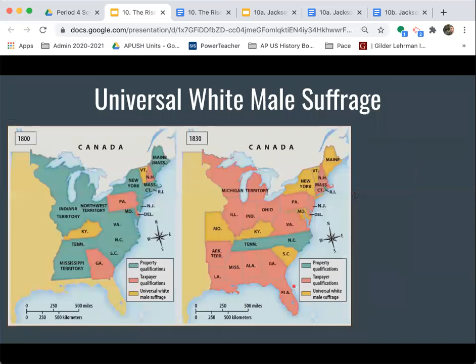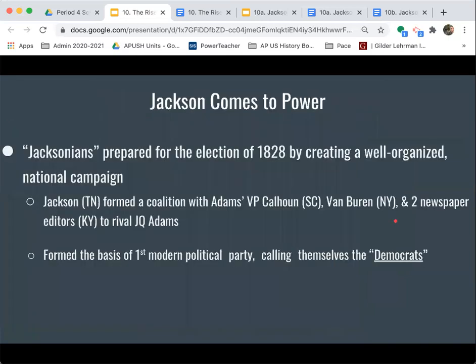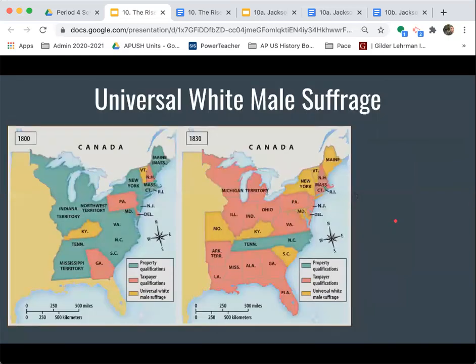All right, this is what it looks like in 1800. Most states have a property requirement or a taxpayer requirement to vote. By 1830, that is no longer the case, as yellow shows universal male suffrage, white male suffrage, and America becomes a more democratic place, and thus the era of Jacksonian democracy is an era of increased democracy.